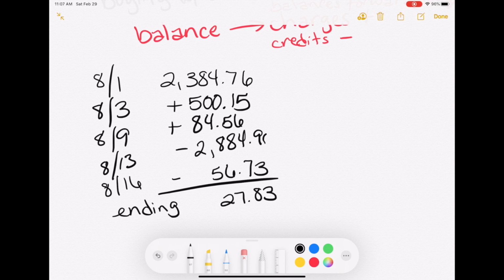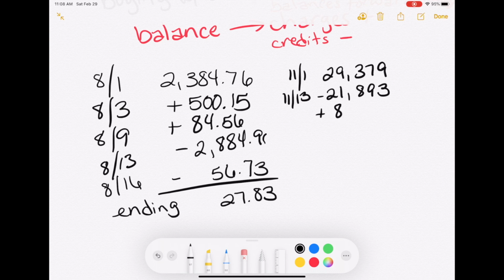Let's go ahead and look at F. Mint Wholesalers account for Laurel Place Markets showed a balance of $29,379 on November 1st. So we had a starting balance of $29,379. On November 13th, they made a payment of $21,893. Laurel was charged $8,112, so a charge is added, on November 16th.